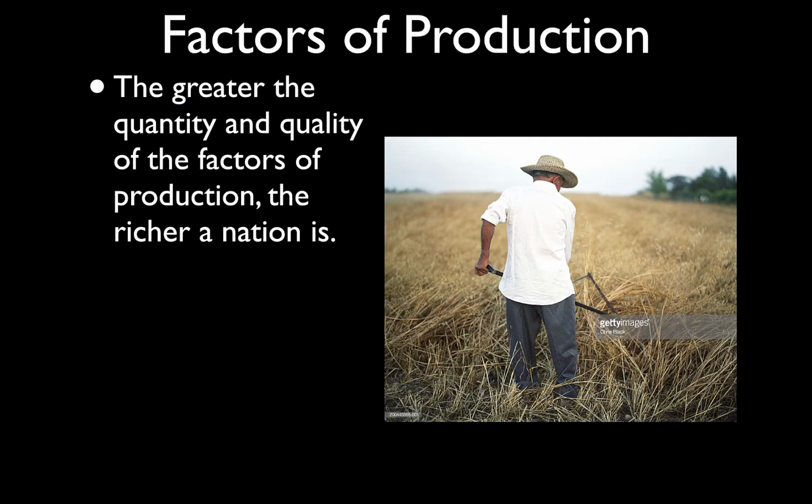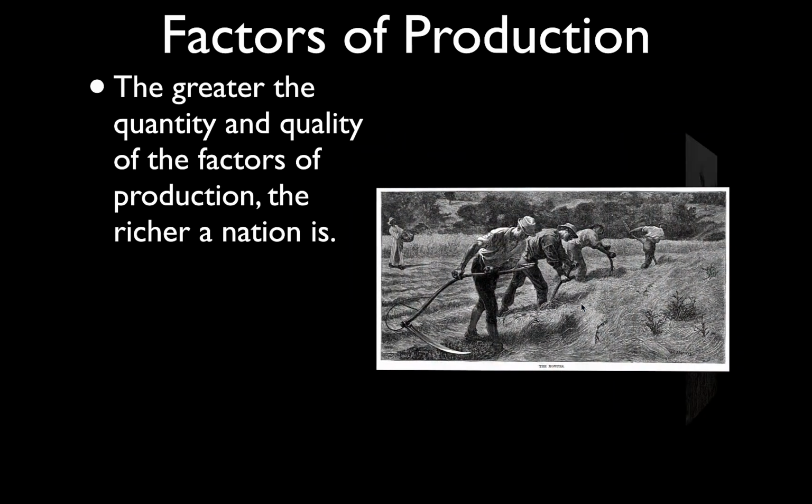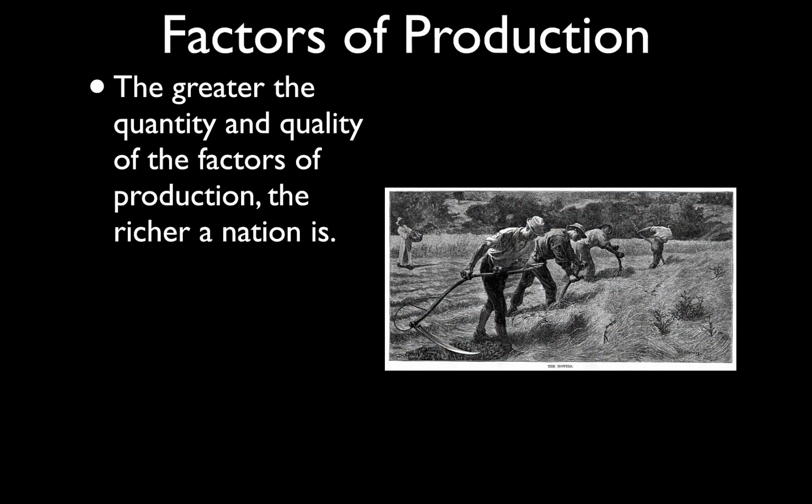Now let's look at this idea. So what we have is one guy here, that's one piece of labour, if you want, with a scythe cutting wheat. Now, what have we done here? Well, we have increased the quantity of the factors of production. Now we have 4 people working, so that's 4 times the amount of labour, and they have a scythe each, so that's 4 times the amount of capital. But thinking about this, okay, so that's the quantity.